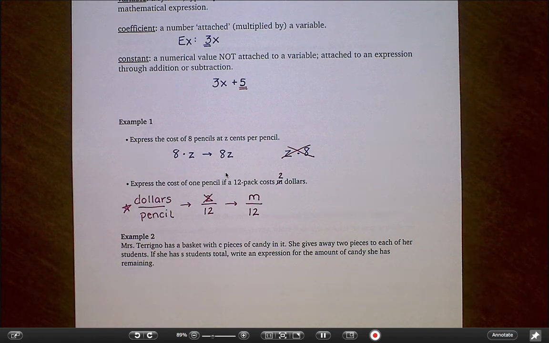Okay, example 2. I have a basket with C pieces of candy. I give away 2 pieces to each student. If I have S students total, write an expression for the amount of candy I have remaining.